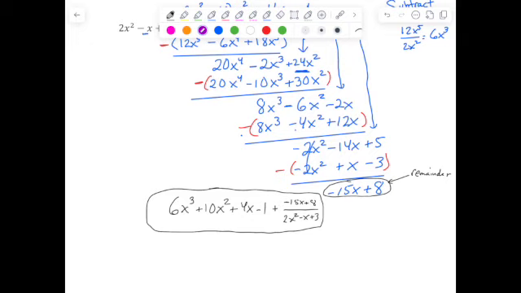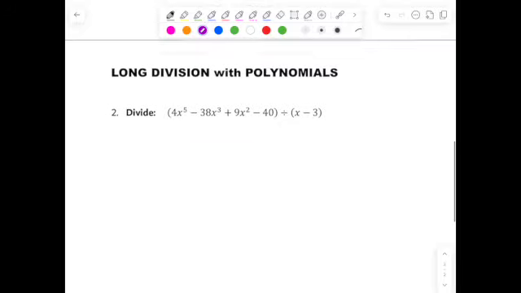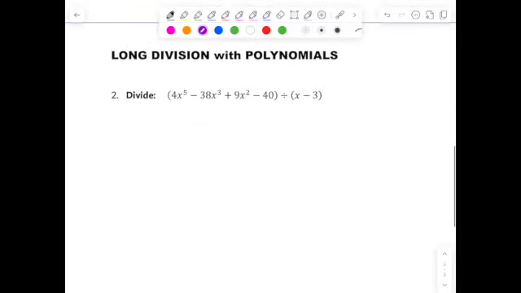But let's just try one more just to get the hang of it. Feel free to pause it and try it on your own. But sometimes it's presented this way here. And so I'm going to set up that long division. But just remember what I said. You want things to be in order, in standard form, in that descending order, highest degree first.